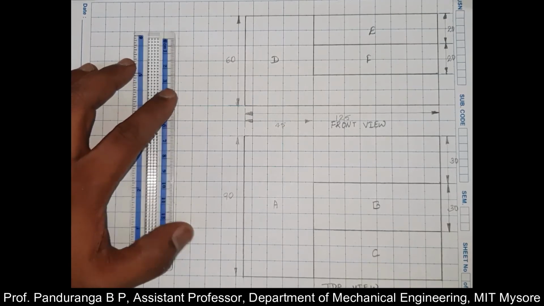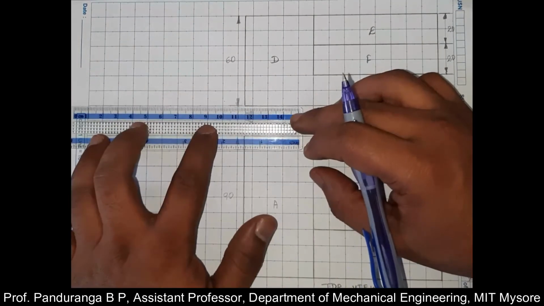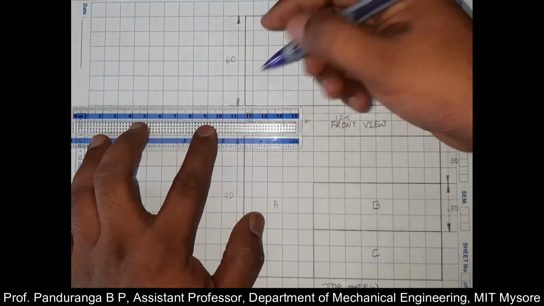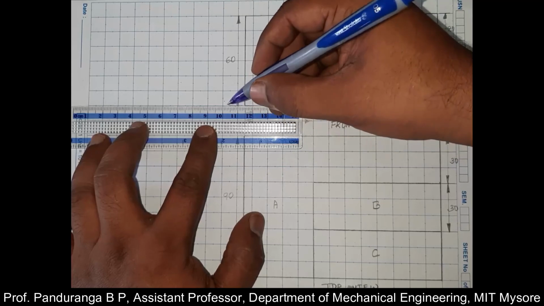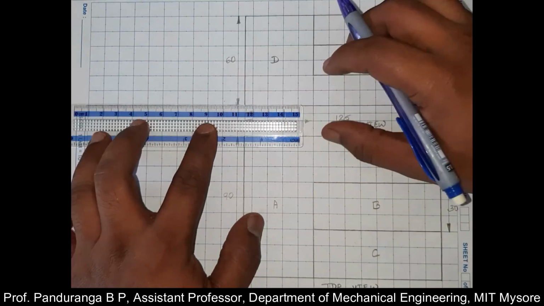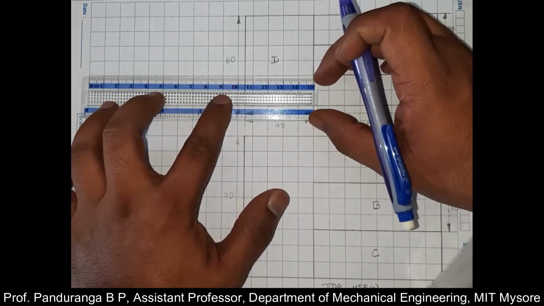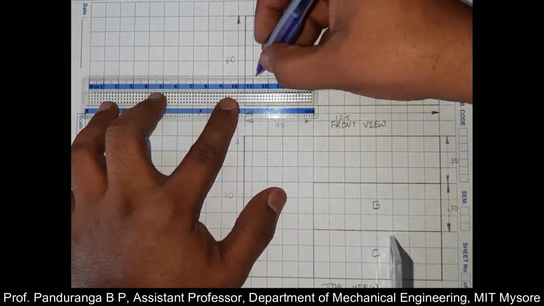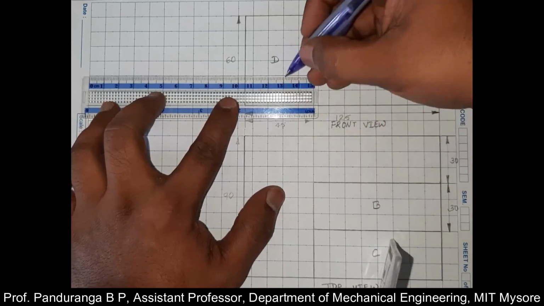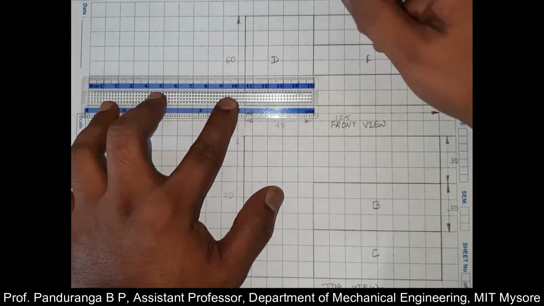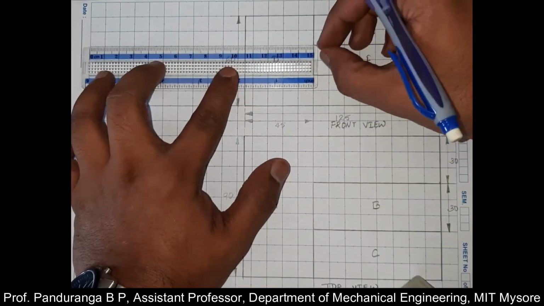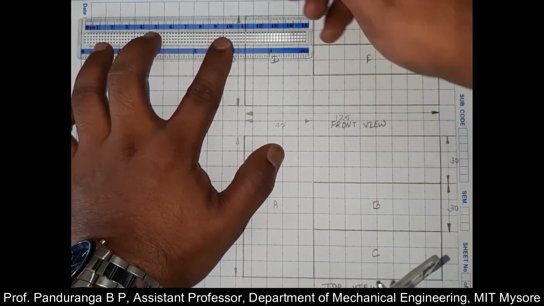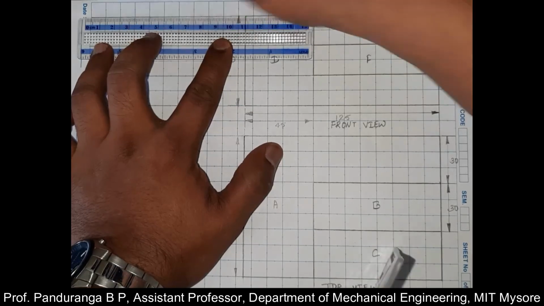Now we will construct the side view. What I'll do is I'll extend all the horizontal lines in the front view towards the left of the front view. We are constructing the right side view. Since we are using the convention of first angle projection, the right side view will be on the left side of the front view. So you need to remember this. I'll extend all the horizontal lines in the front view towards the left of the front view.